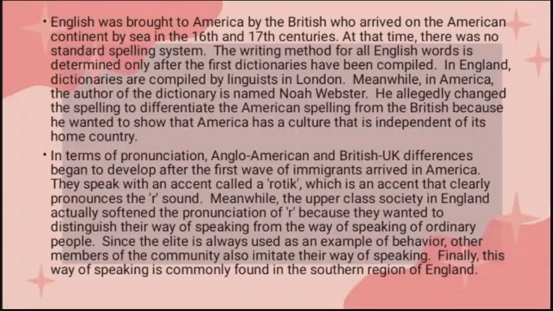English was brought to America by the British, who arrived on the American continent by sea in the 16th and 17th centuries. At that time, there was no standard spelling system. The writing method for all English words was determined only after the first dictionaries had been compiled. In England, dictionaries were compiled by linguists in London. Meanwhile, in America, the author of the dictionaries was named Noah Webster. He allegedly changed the spelling to American spelling from the British because he wanted to show that America has a culture independent of its home country.